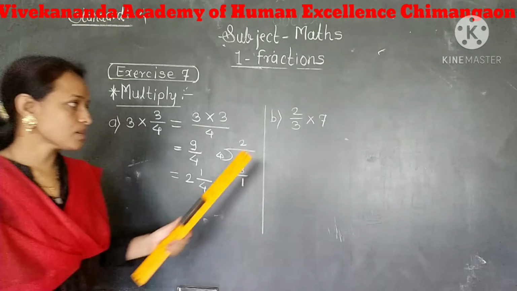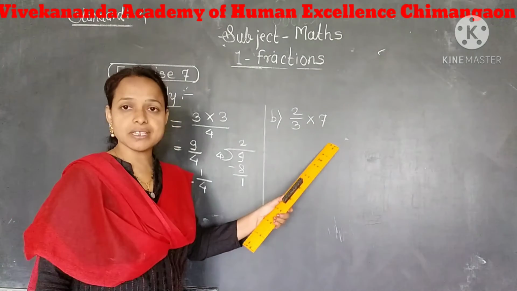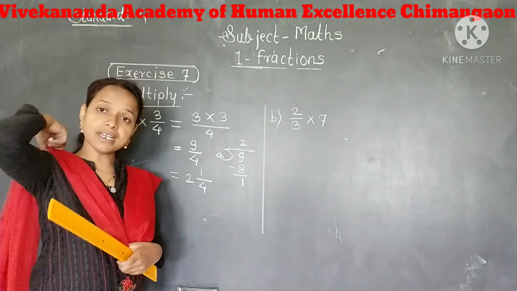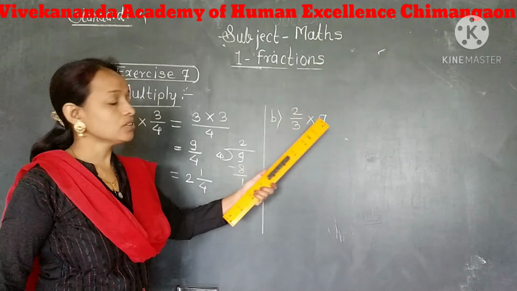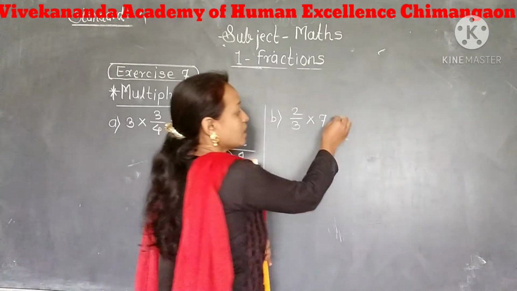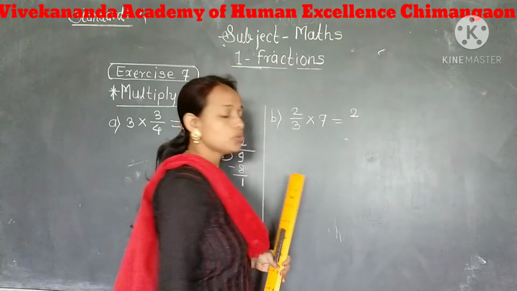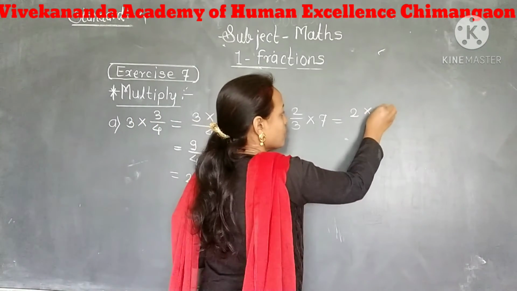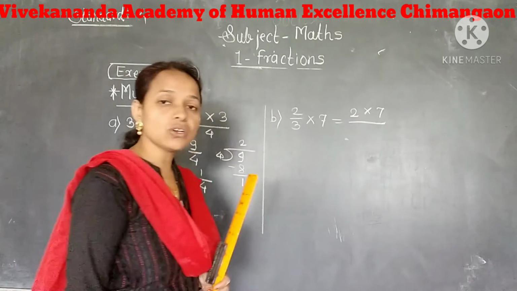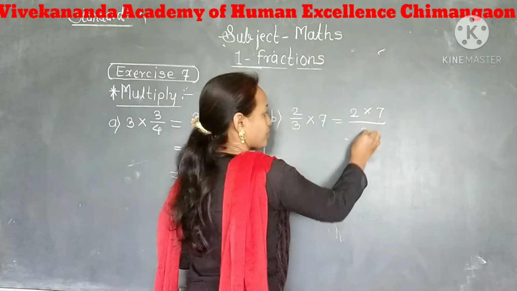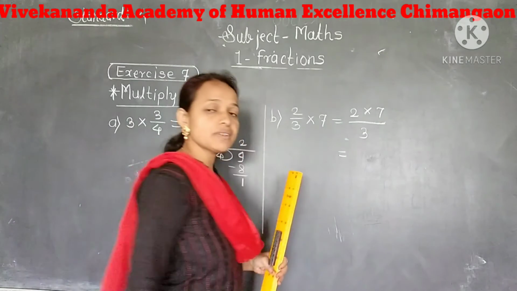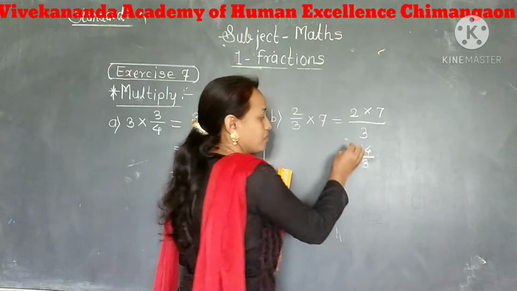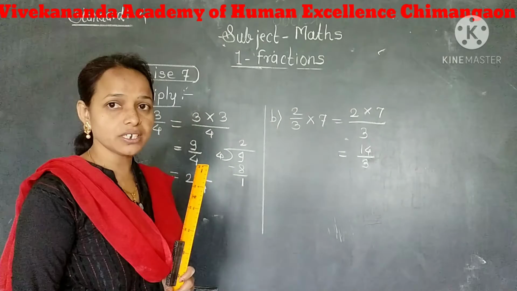So next example, 2 upon 3 multiplied by 7. The same method we have to follow here also. So here we multiply the numerator with the whole number. Here the numerator is 2 and the whole number is 7. So we multiply 2 by 7 upon the denominator of the fraction, which is 3. 2 sevens are 14 upon 3. Now we have to reduce it into lowest term.